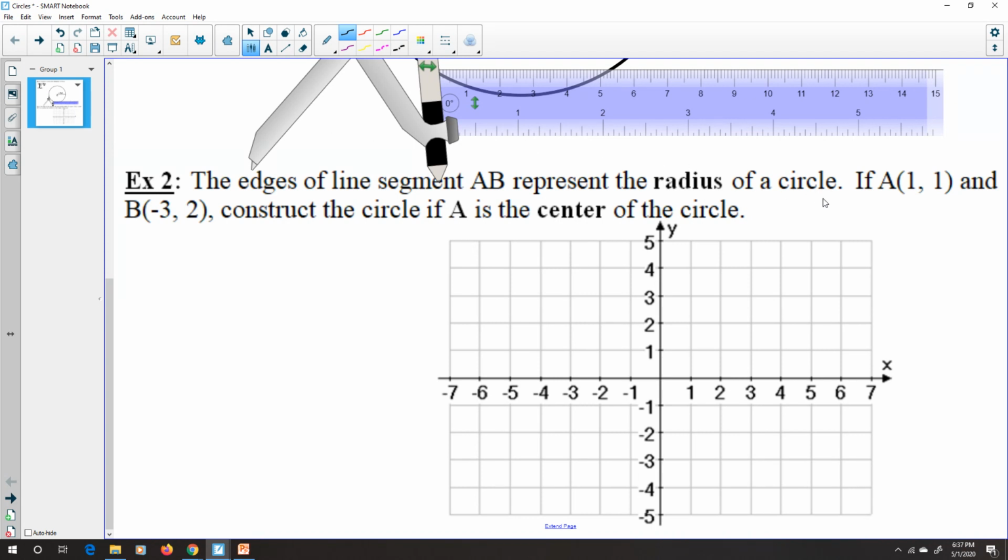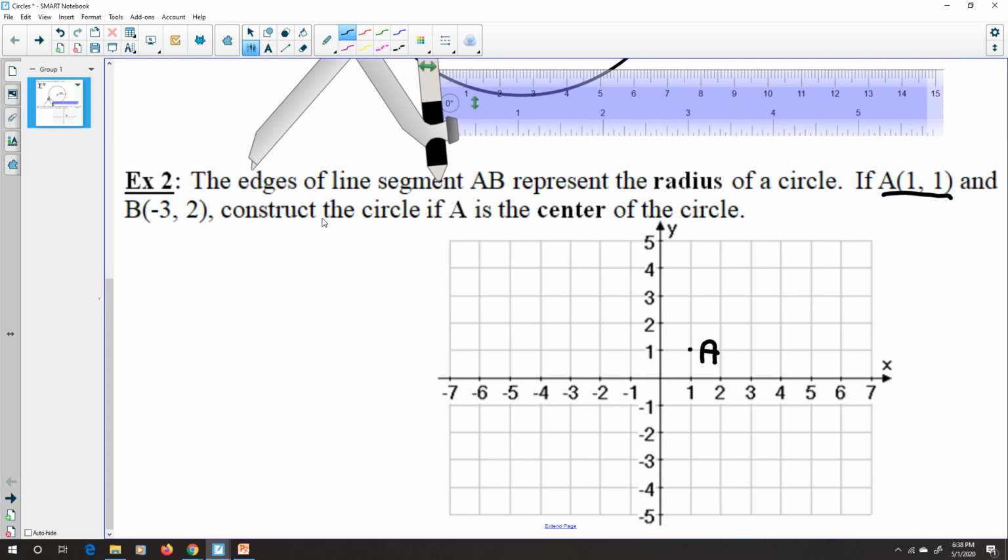Okay, so let's plot these points first. Let's start off with point A, which has coordinates of 1, 1. What that means is, to plot the point, I go 1 unit to the right and then 1 unit up from the origin. So 1 to the right, 1 up. Point A is going to be located right here. So we'll call that point A.